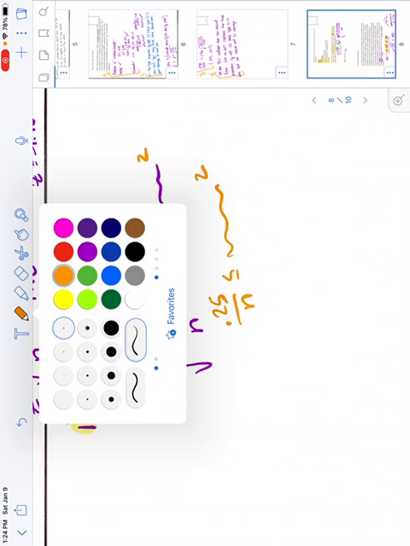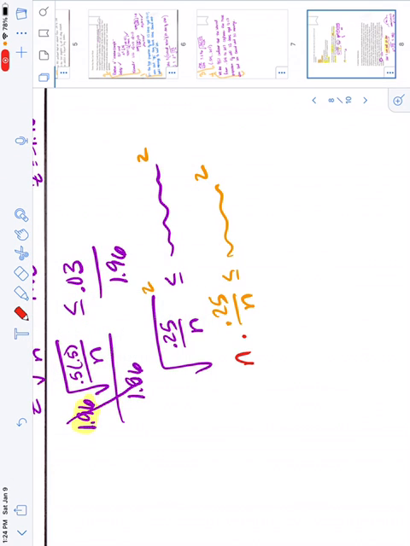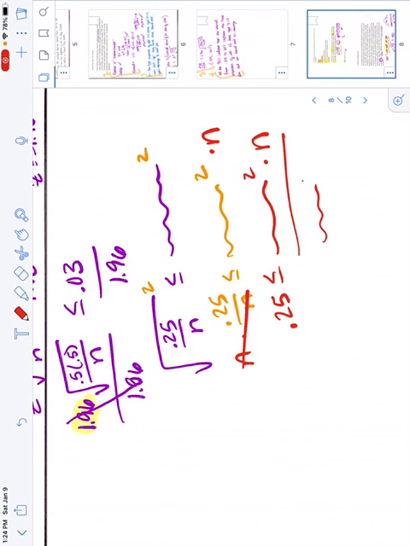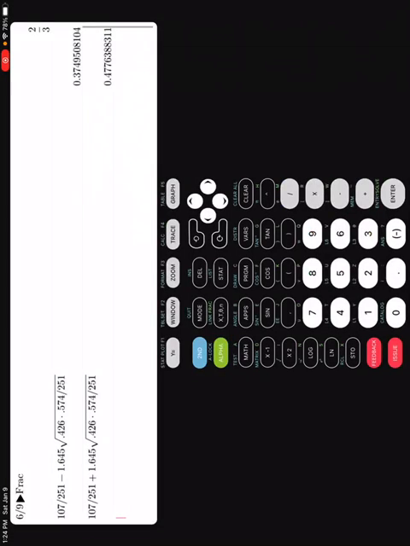Then the next thing I'm going to do is multiply both sides by n to get the n out of the way. So I have 0.25 less than or equal to whatever that thing is squared times n. And then to solve for n, I'm now going to divide by that guy squared. So then I have n is greater than or equal to whatever that answer is. Okay, so here I go on my calculator.